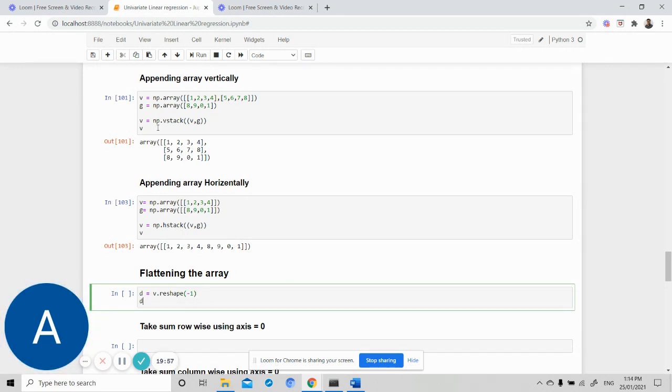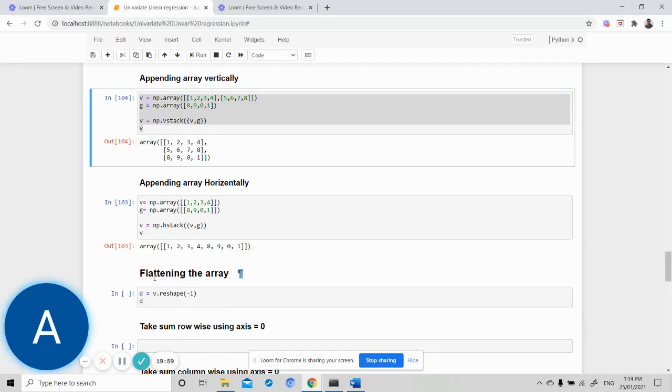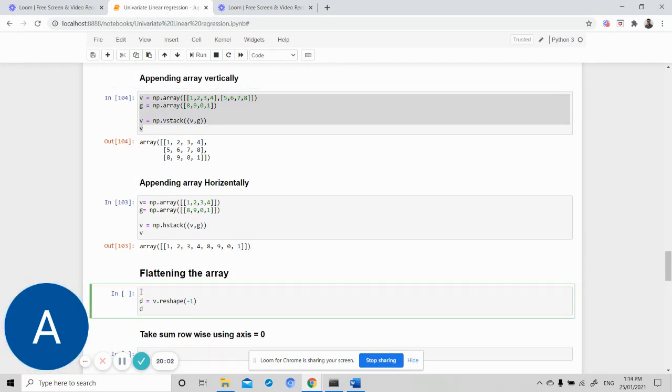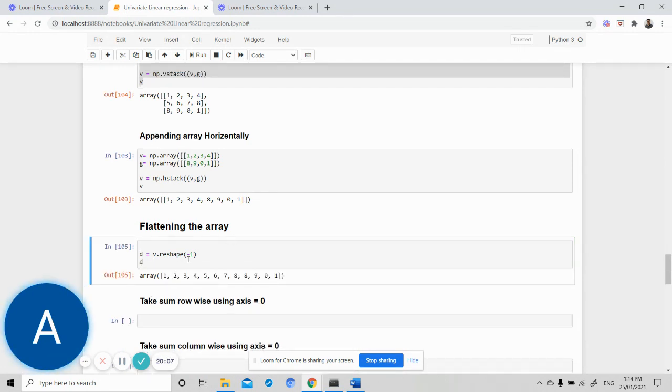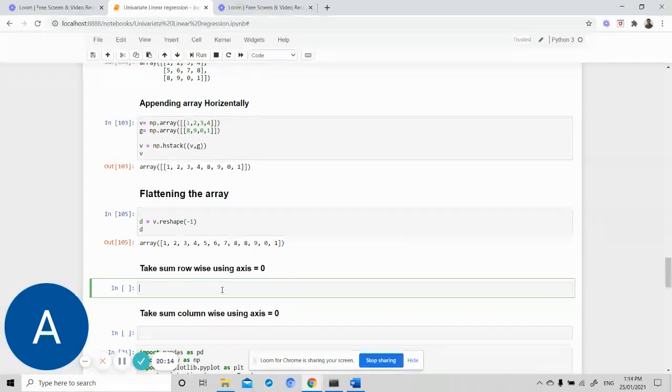Let's say we did vertical stacking. Now if we do it horizontally, it flattens out into one single column when we use -1. Likewise, if we need to take sums row-wise, we use the array with axis. I'm discussing this because this is all we need while writing our machine learning equations. So this is extremely useful.